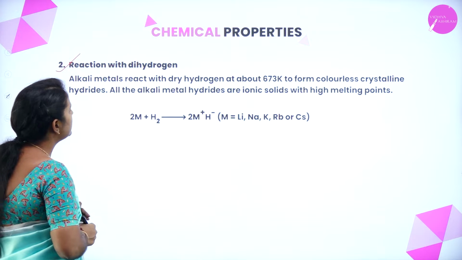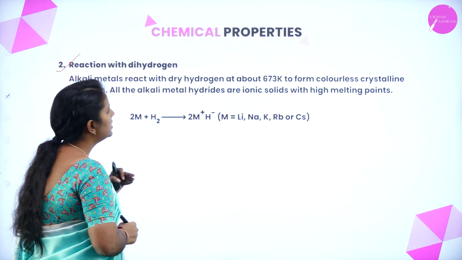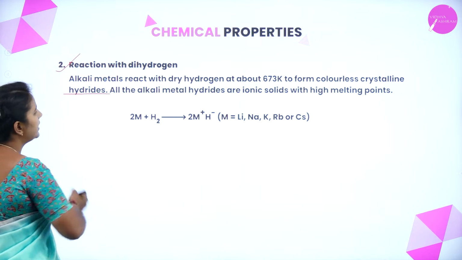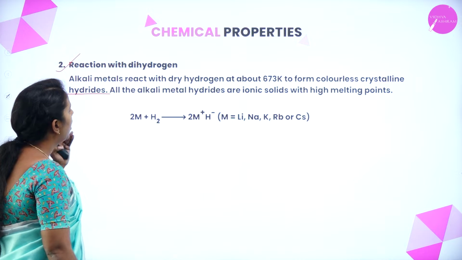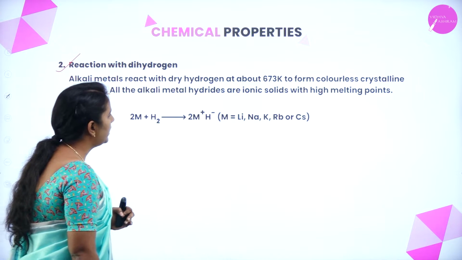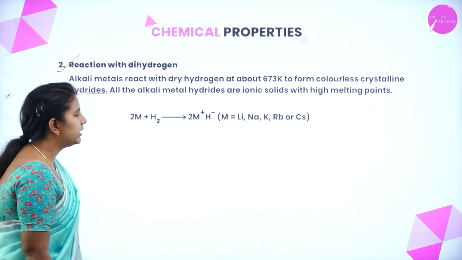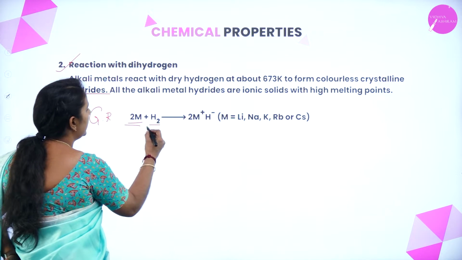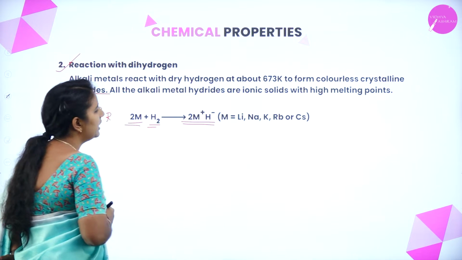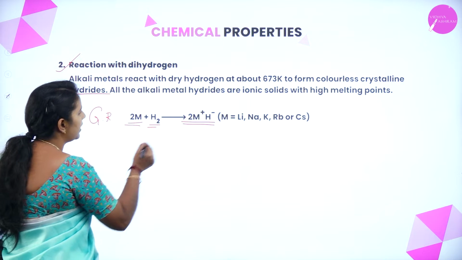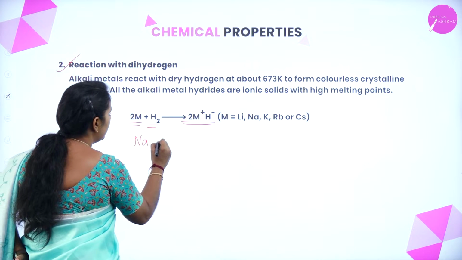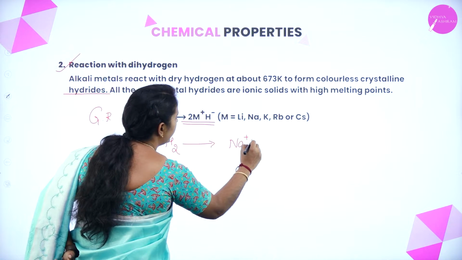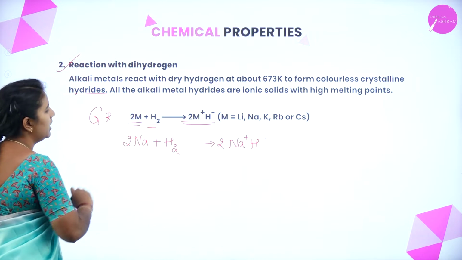Alkali metals react with dry hydrogen at around 673 Kelvin to form a colorless crystalline hydride. It forms what? Hydride. All the alkali metal hydrides are ionic solids with a high melting point. Again, this is a general reaction where our metals react with hydrogen. It forms what? Metal hydride. You can take one example here. I'll take sodium reacting with hydrogen. It forms what? Sodium hydride. So you need to balance the equation.